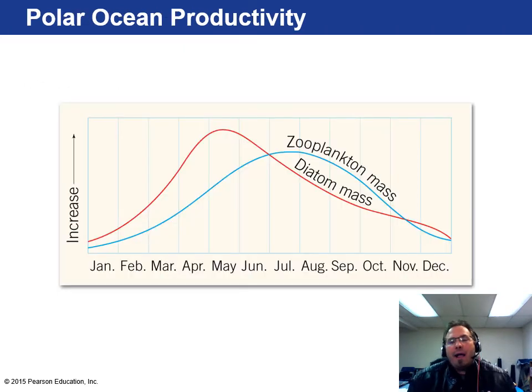Here's a graph showing the difference between when the diatoms sort of peak and then when the zooplanktons peak. Now, why is this important? The zooplankton feed off of the diatoms. So the diatoms have their highest point in early spring when the water's still cold and these nutrients are high, and then they start to tail off. Well, right after that, the zooplankton kind of kick in and then tail off because they're feeding on the diatoms.